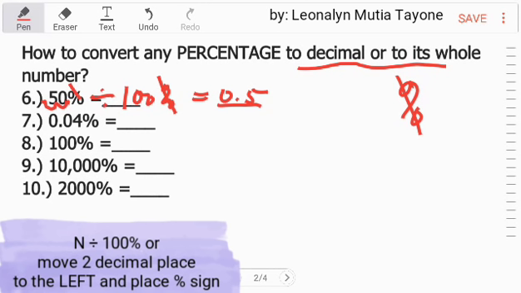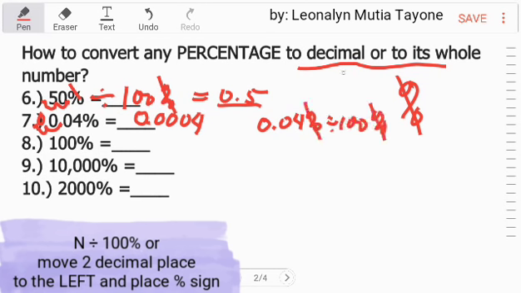Another example, number 7. 0.04%. Pinakamadaling gawin mo para ma-cancel out si percent sign, i-move mo ng 2 decimal place to the left. 1, 2. So, lagyan mo ng 0. Nandito na yung decimal niya. So, ang answer dyan ay 0.0004, or divide ng 100% para ma-cancel out si percent sign. So, 0.04 divided by 100 and that is 0.0004.